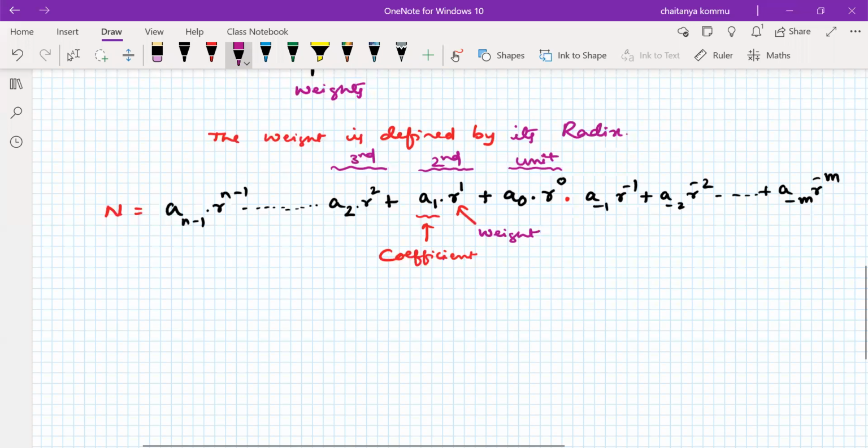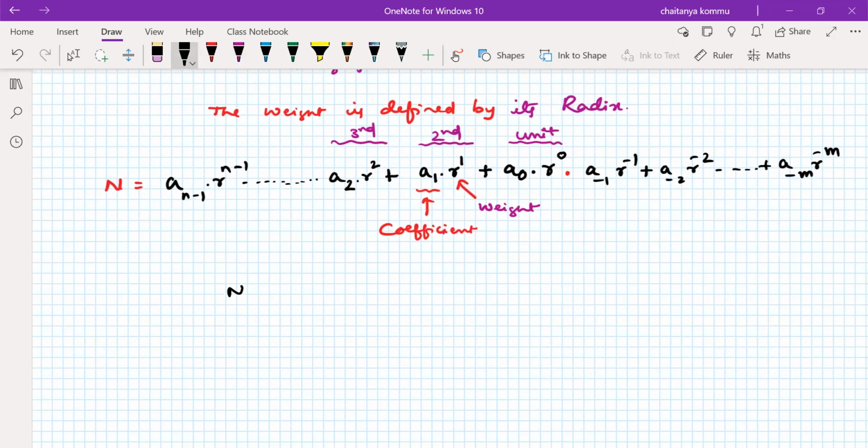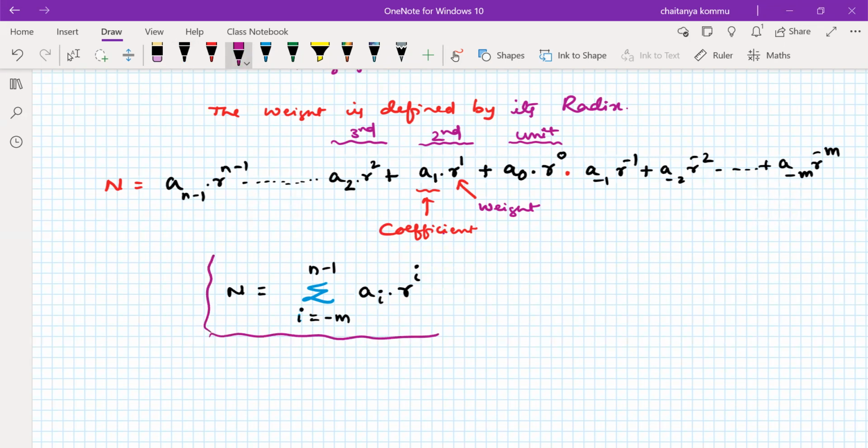Now we can write the n value. It is very difficult to write all the time like this. It is better to write sigma, because we are summing. From where to where are we summing? We are summing from i equal to minus m to positive n minus 1 of ai into r to the power of i. This is how we need to write a number in general.